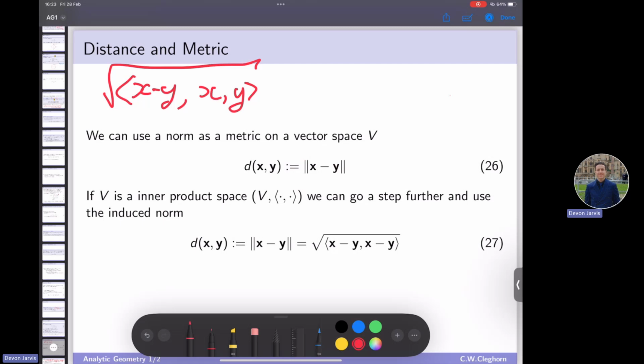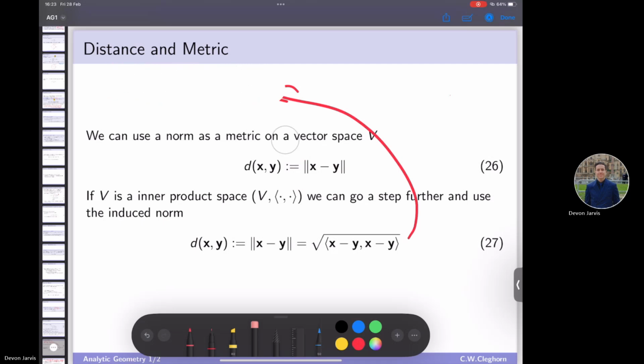Okay, if V is an inner product space, we can go a step further, and then you always use the induced norm, which is just exactly what we just did. Cool. Again, keep in mind the difference between a distance, a norm, an inner product, and the dot product.